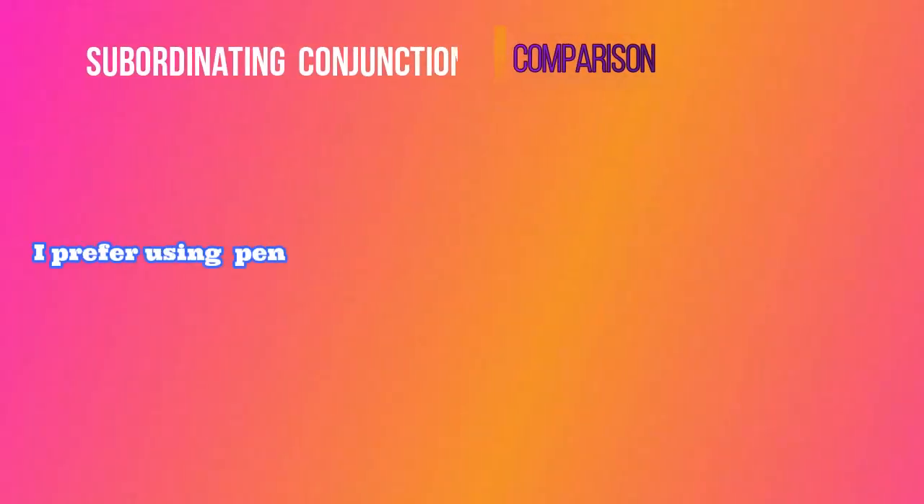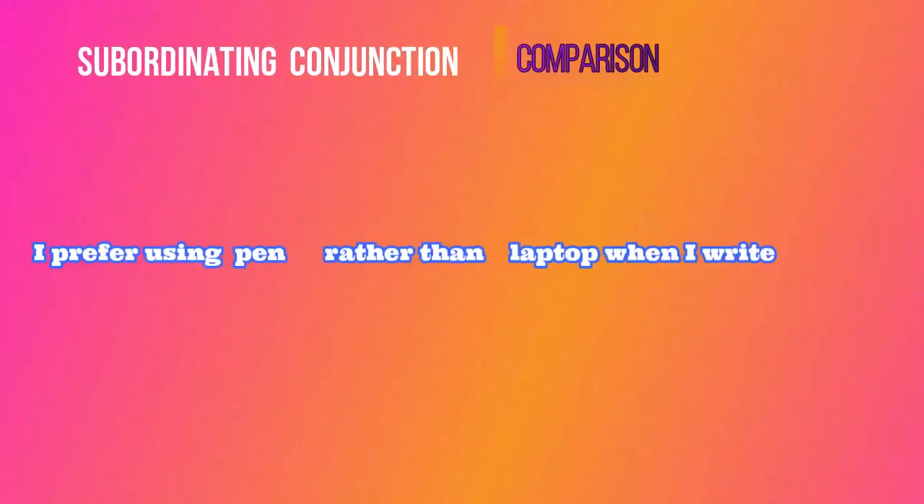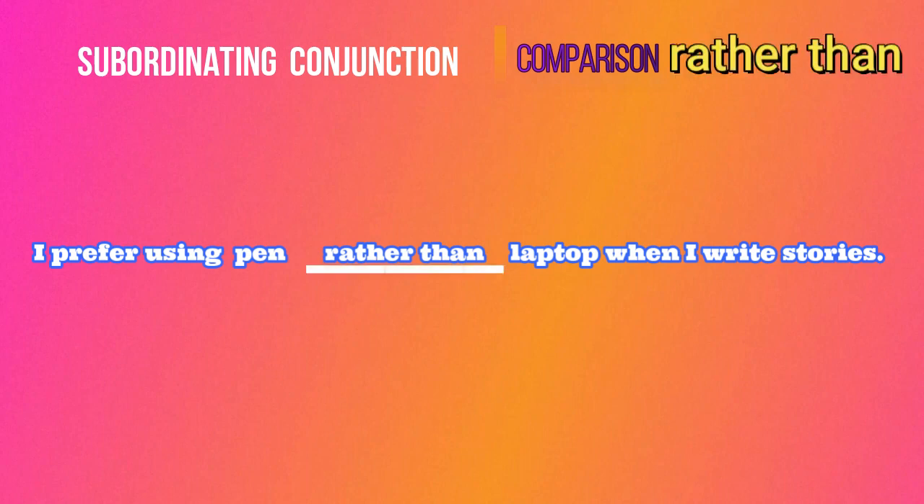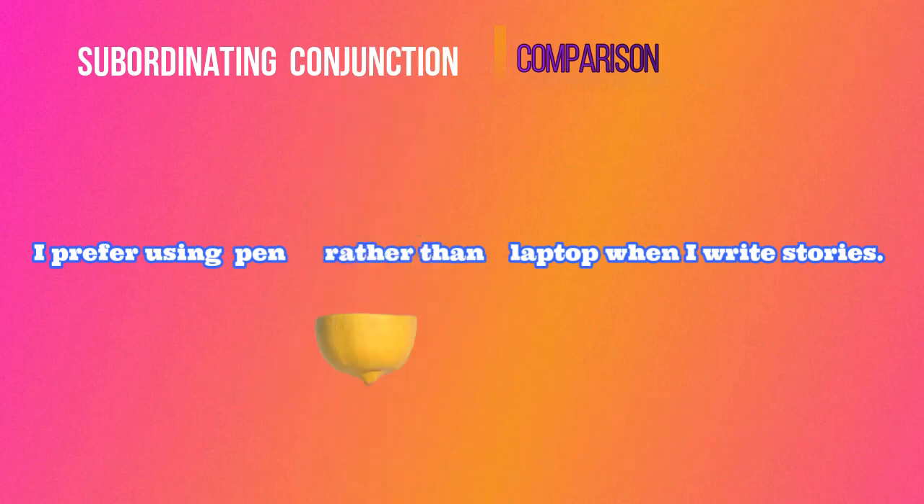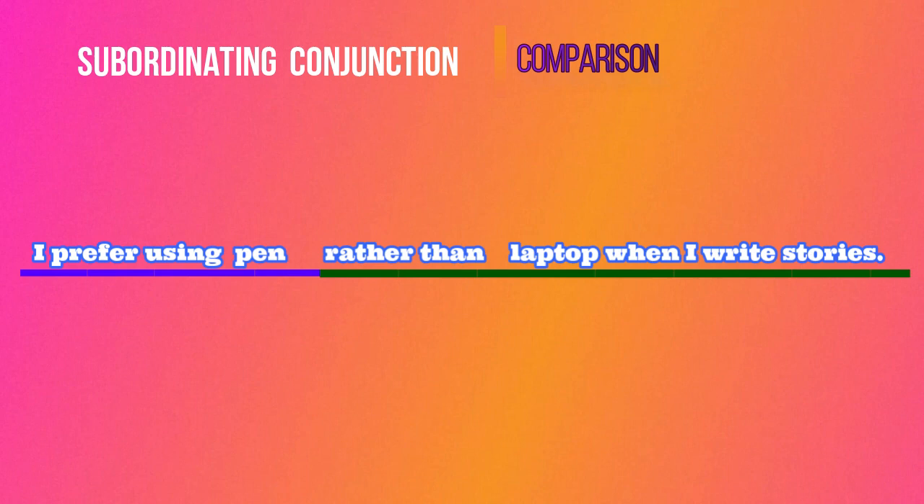Alright? So let's proceed with subordinating conjunction for comparison. We are going to use the word rather than. I prefer using pen rather than laptop when I write stories. So, hinahati ng rather than ang dalawang clauses. Ang isa ay independent, ang isa naman ay dependent clause. Basta tandaan itong ating rather than, tingnan no, nabibilang siya sa green line.